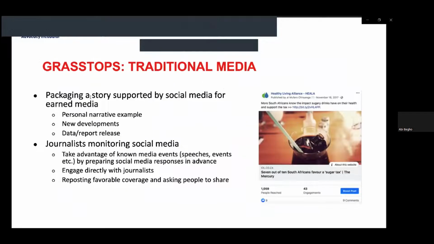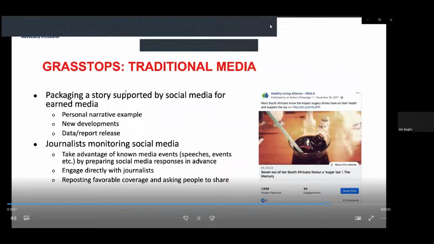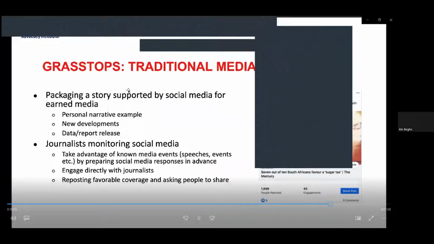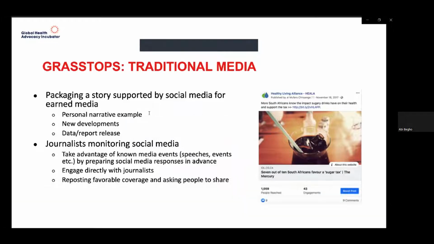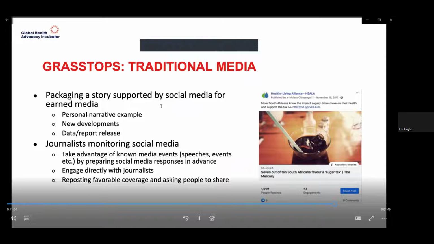And so it's really, really important to make sure that we're optimizing that content and using social media as a way to engage with grasstops media. So packaging stories supported by social media for earned media. Think about how, when you're putting a story out to the media, how are you going to put it out on digital as well? You can have people telling their stories, any new developments, data and reports.